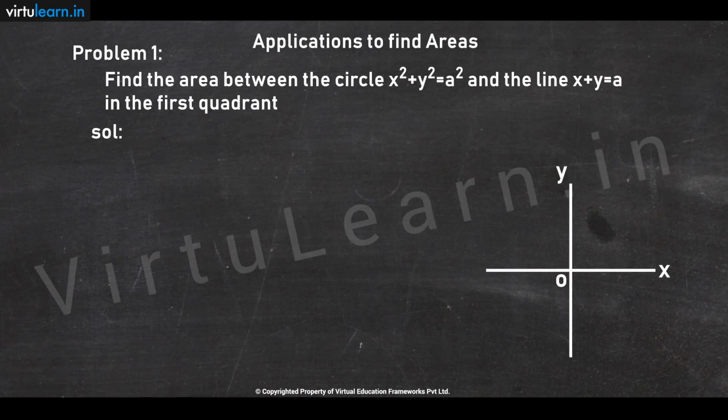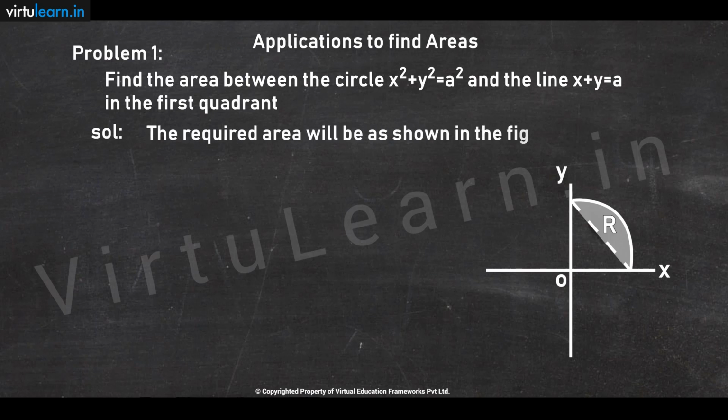So the line x plus y is equal to a passes through (a, 0) and (0, a). Therefore, the circle and the line will meet only along the positive direction of the x-axis and the positive direction of the y-axis. We know that x squared plus y squared is equal to a squared is the circle of radius a with the center at origin. So the portion will be as shown in the figure.